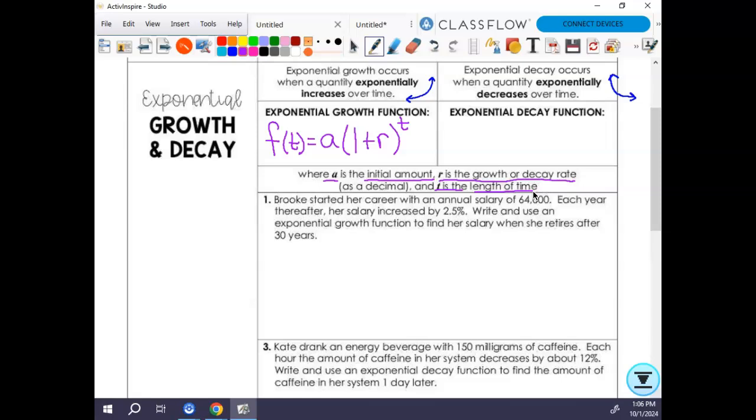So when it's decay, it looks almost exactly the same. The difference is you subtract the rate. So again, if something is 25% off at the store, you could find 25% of the price and subtract it from the original. That works. Or if it's 25% off, you could just find what 75% of it is, and that's how much you pay. And that's kind of what's happening inside those parentheses. It's just different ways to look at it.